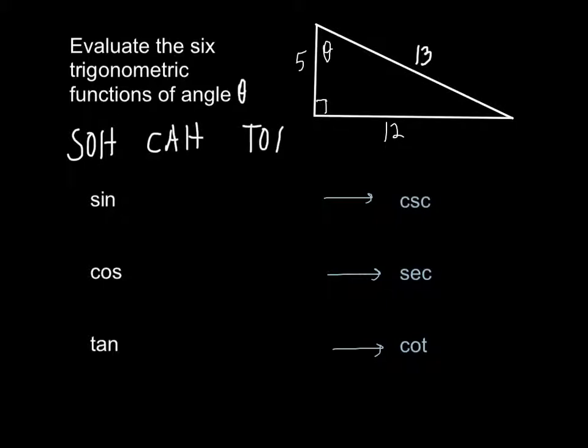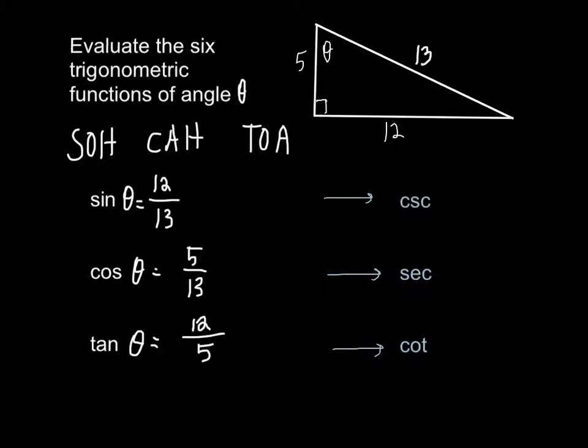So to find sine, we know that this is the opposite over hypotenuse. So the opposite of theta is 12 over the hypotenuse, which is 13. Cosine of theta is adjacent over hypotenuse. Therefore, we have 5 over 13. Tan theta is opposite over adjacent, therefore we have 12 over 5.